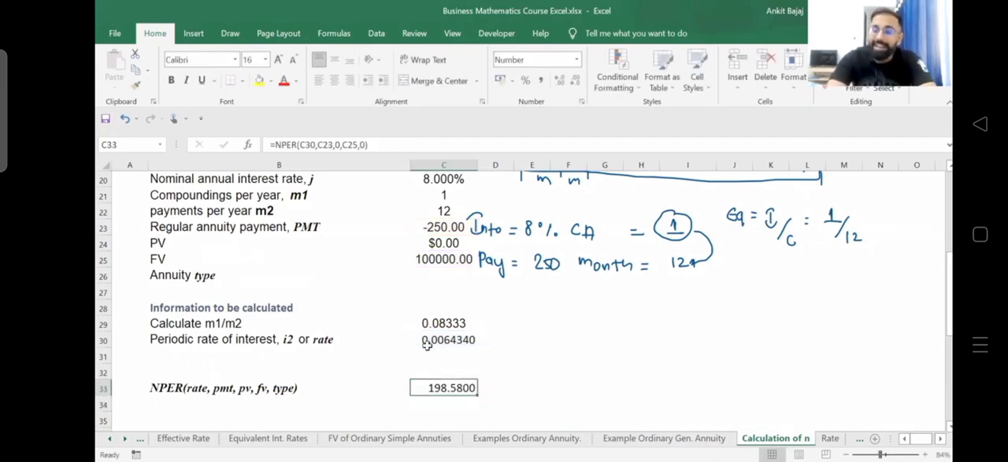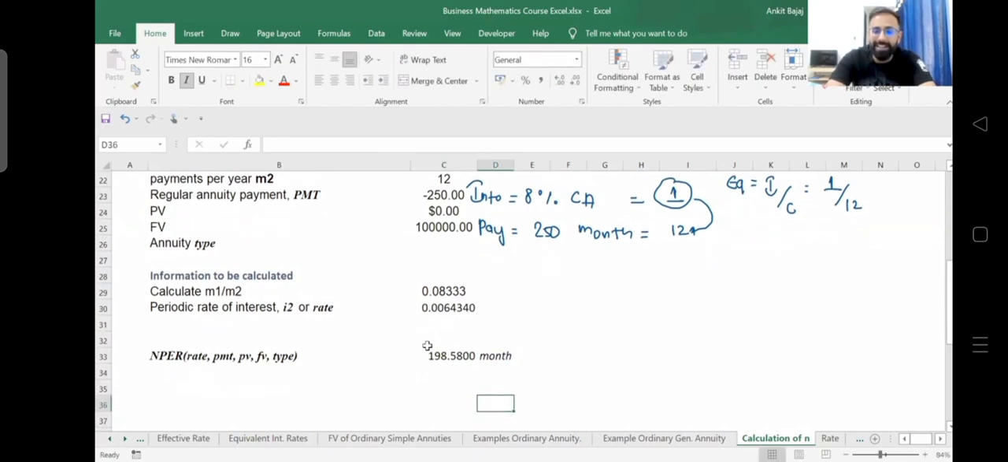So it will take 198 periods. So your periods is 198. It means after a 198-month duration, he will be able to receive $1 lakh. So right now 198.5 months are required, right? Every month he has to invest $250, and how many months will it take to get $1 lakh? It will take 198.58 months.